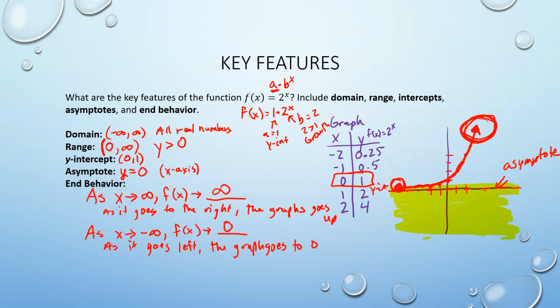Okay, so when you have this horizontal asymptote, one of your end behaviors will be the value of the horizontal asymptote because the graph is going to approach it on its end. Okay, so that's how we identify key features.